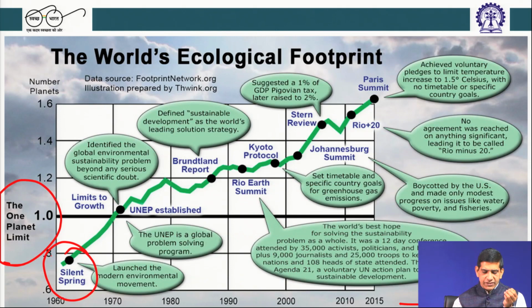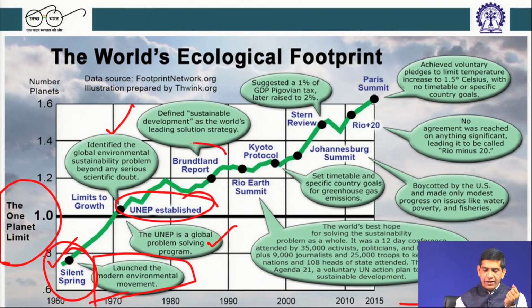So this is the Modern Environment Movement. This Silent Spring book, I do have it sitting on my shelf. You should read this book if you are interested in environmental issues of this particular planet. Then we have Limits to Growth, which identified the global environmental sustainability problem. UNEP was established in the 1970s. UNEP is a global problem solving program.